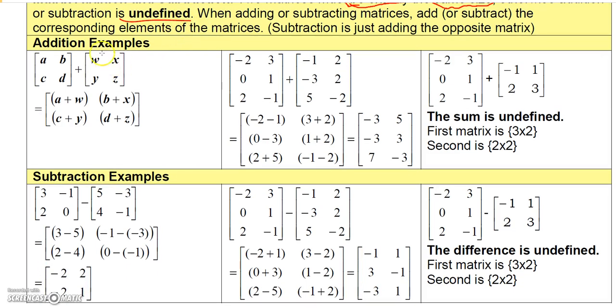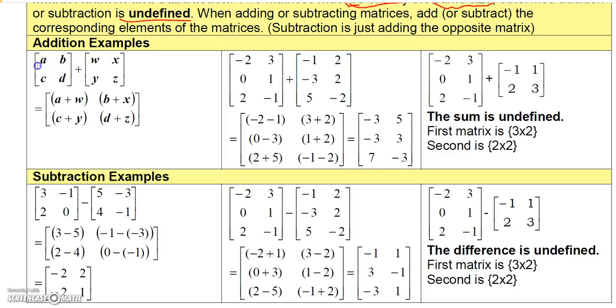So adding matrices is probably the easiest thing you're going to do. The first thing you do is check to make sure they're the same size. So if I want to add these two matrices, notice that this is a 2 by 2 matrix and this is a 2 by 2 matrix, so obviously you can add them. Now all you have to do to add them is add the corresponding entries.